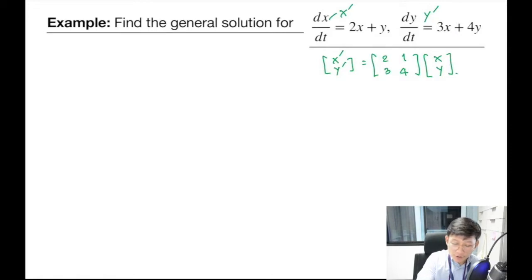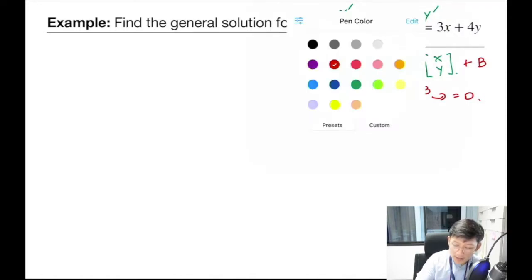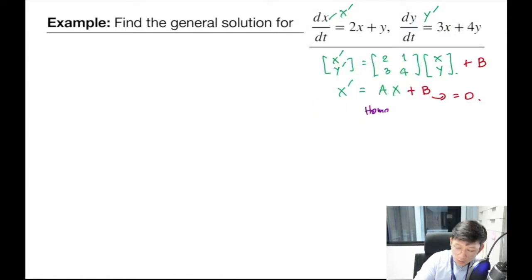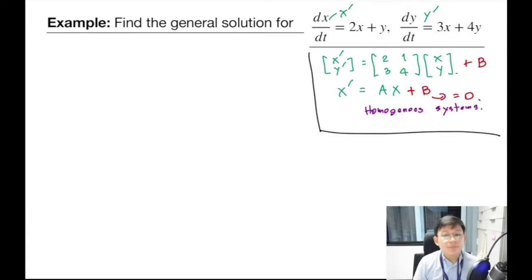Okay, and if you notice, here is just x prime equals Ax, and you can see that it's actually plus b here, but b here is 0, which means that it is the homogeneous system. Okay, so let me put it here. So that is the matrix form.